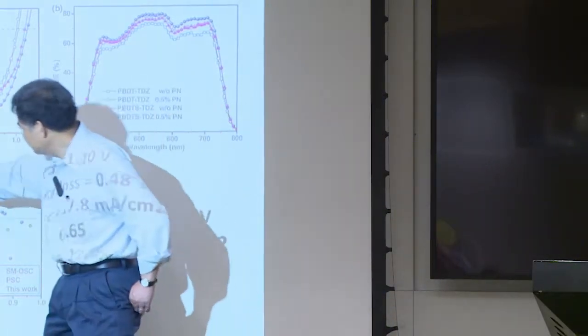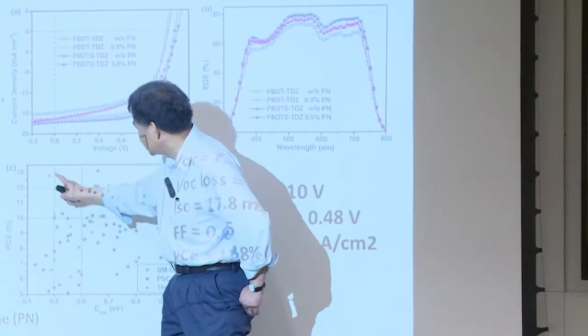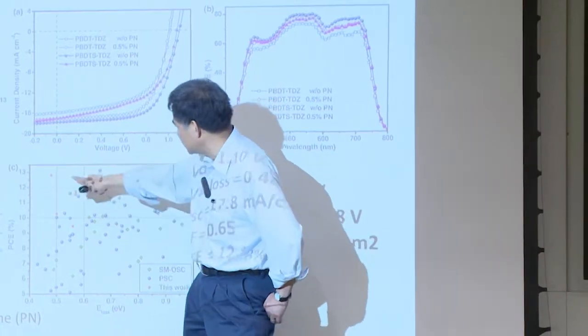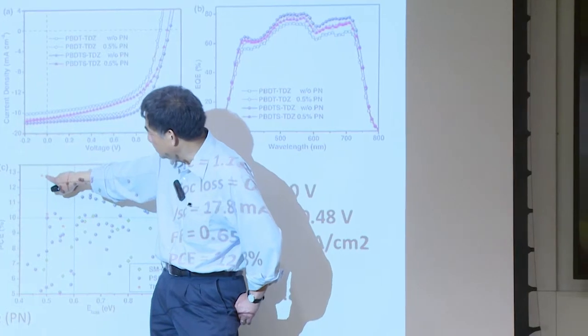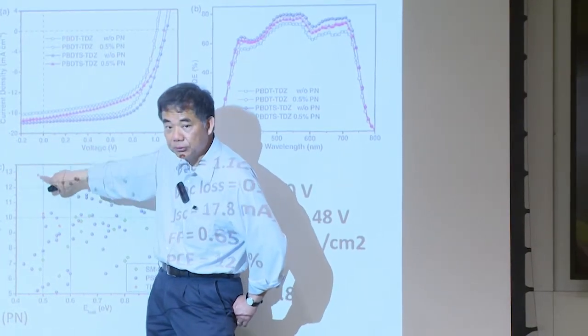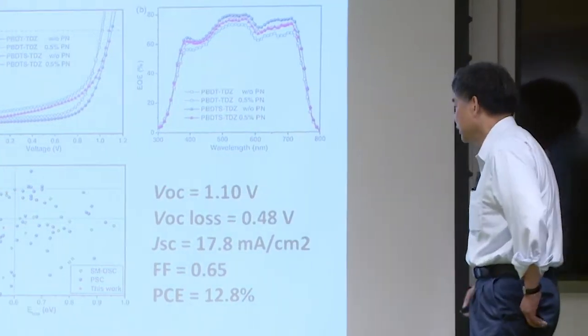It's here. So 0.48 is coming down. So this VOC loss is really small. That's why we push the efficiency so high. So we want this number to be 15. We want to increase to 15. How to do that? I will share with you our strategy.